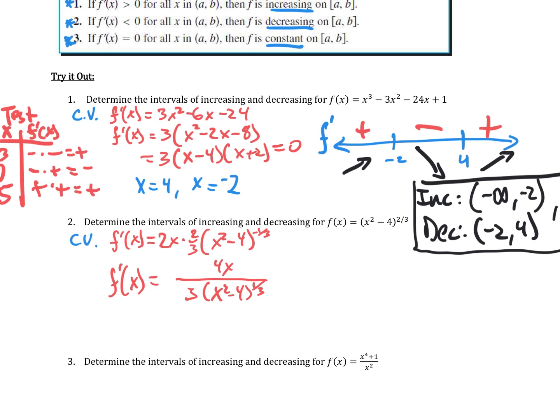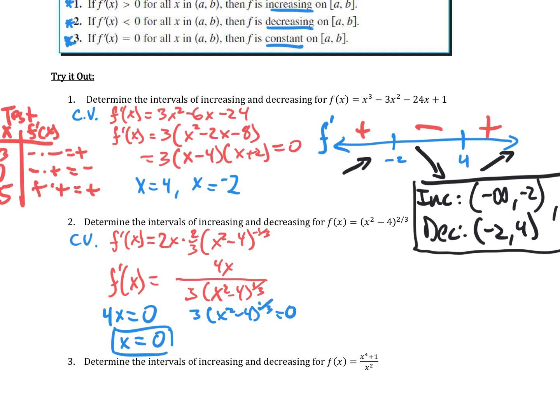These critical values happen when the whole function is 0 or undefined. Well, what makes this fraction 0? Remember, a fraction is 0 when the top is 0. So what makes 4x equal to 0? Well, that is when x is equal to 0. Divide by 4, you got your solution there, right? What will make this fraction undefined? Well, that's undefined when the bottom is 0. And what makes the bottom 0? What makes 3 times x squared minus 4 to the 1/3 equal 0?